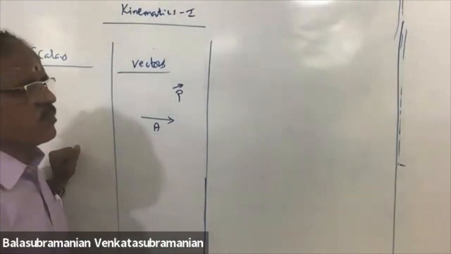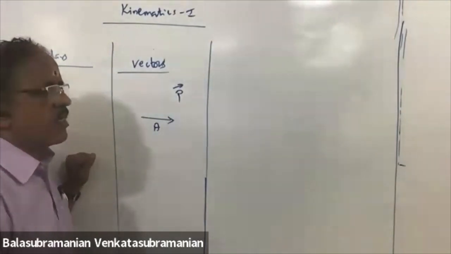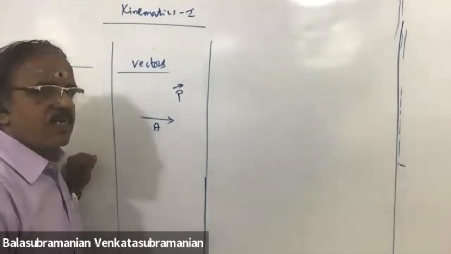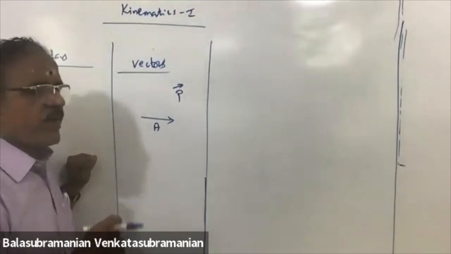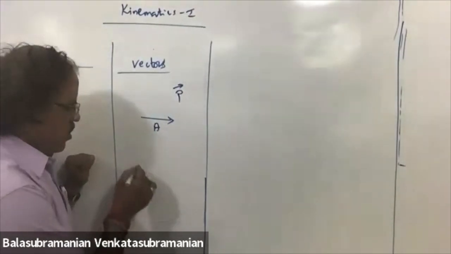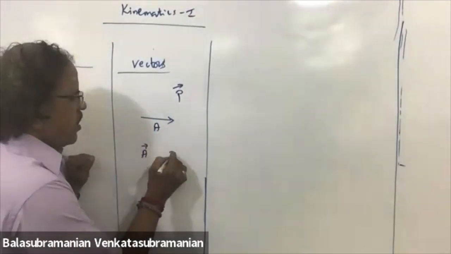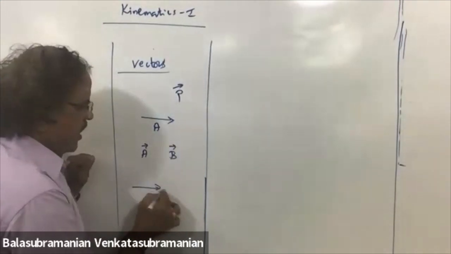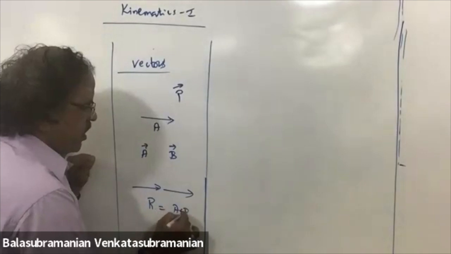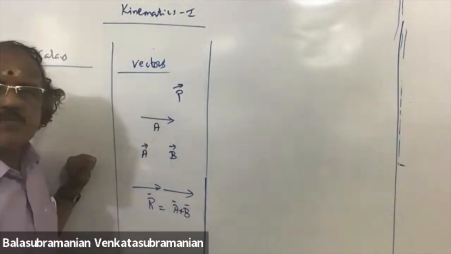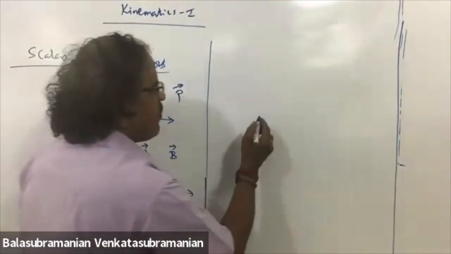Quantities which possess magnitude only are scalars; those with magnitude and direction are called vectors. Addition of vectors: two vectors A and B can be added. Resultant R is equal to A plus B. Now, subtraction of vectors.